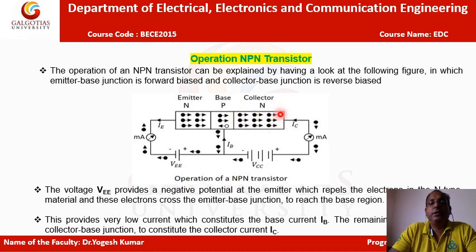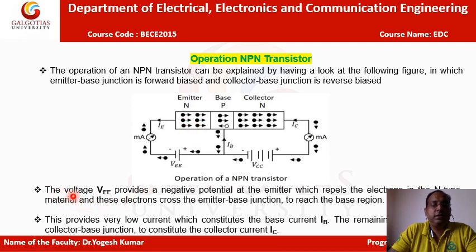It is a large area, so it collects almost all the charge carriers and makes the collector current, which moves in this direction. Here we can say IE moves in this direction, and at this point it splits into two currents, one is IB and one is IC. In this fashion we constitute the currents IB and IC. So IE is nothing but the combination of IB and IC. In this fashion we get the operation of the NPN transistor.